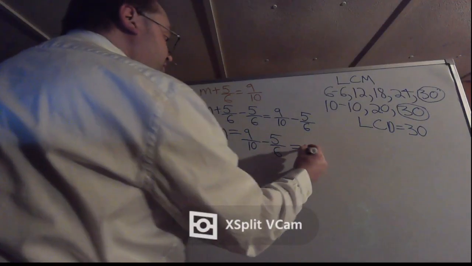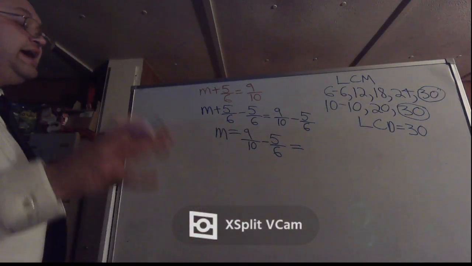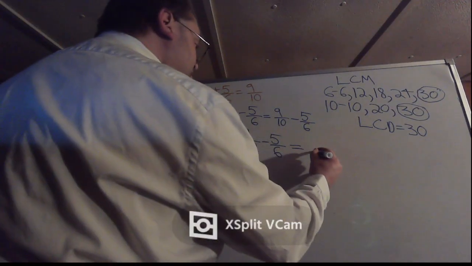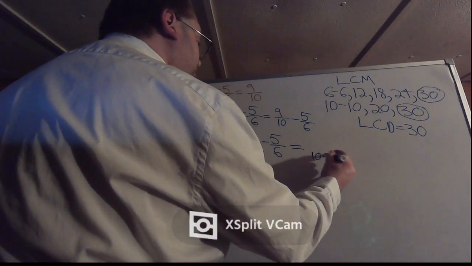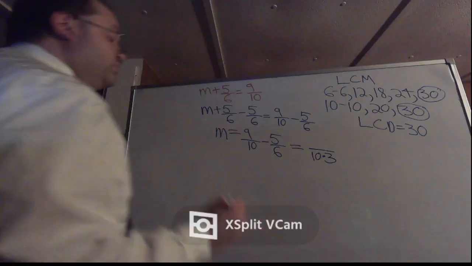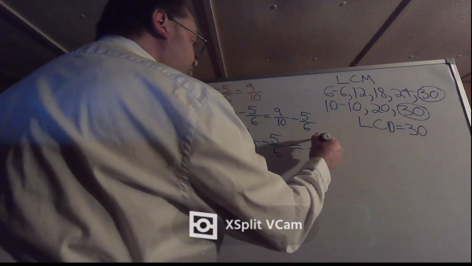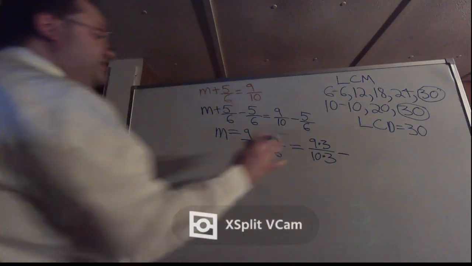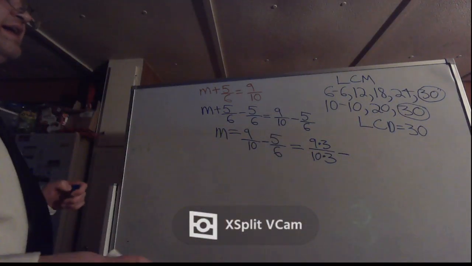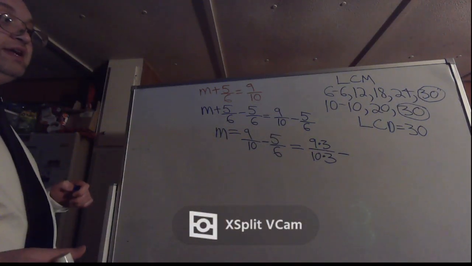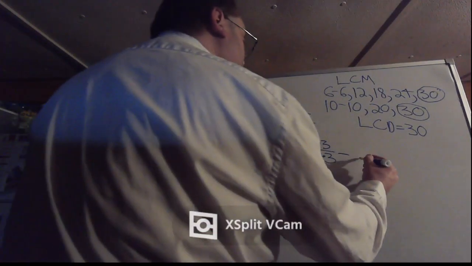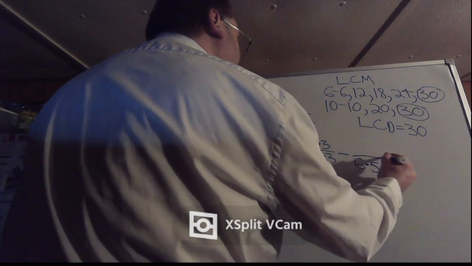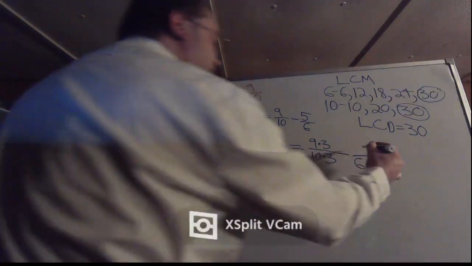So let's start with the first term, 9/10. How are we going to convert 10 into 30? Multiply by 3. So you'll have 10 times 3 for your denominator, which means you have to do 9 times 3 in the numerator. Minus, now we're dealing with the 5/6. How do we convert 6 into 30? You multiply by 5. So you'll have 6 times 5 for your denominator, which means you'll have 5 times 5 for your numerator.